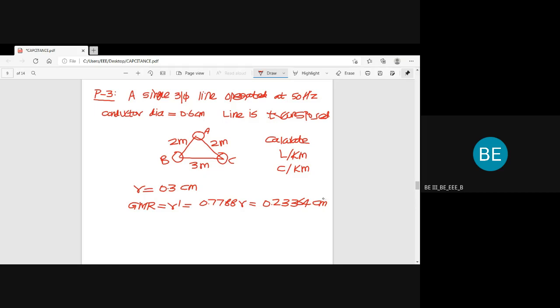They have given distances. I am considering D1, D2 and D3. They are in terms of meter, so I will convert them into centimeter because all the other values are in centimeter. So D1 will be 200 centimeter, D2 will be 300 centimeter.